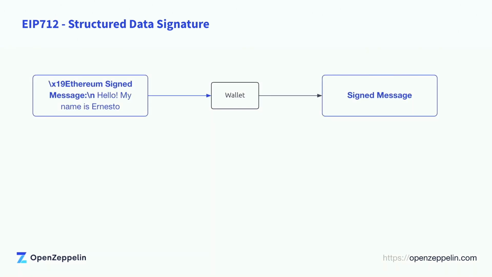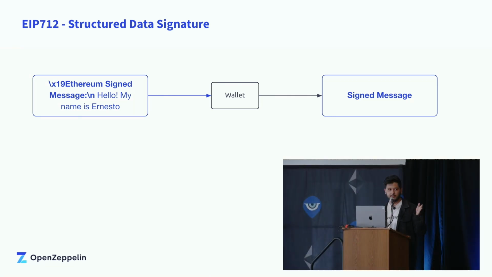So in order to do this, we are using EIP 712, not 721. That's for NFTs. 712 is for structured data signatures. And the problem basically is this one. If you are going to sign a message, which is like a normal message, this message is not suitable for executing functions or whatever you want.